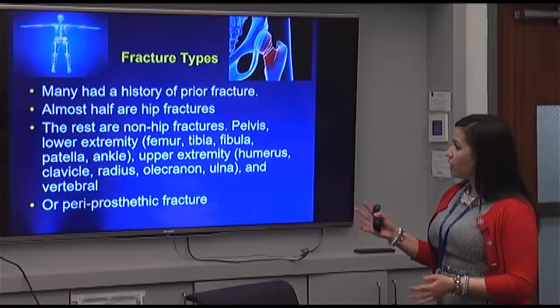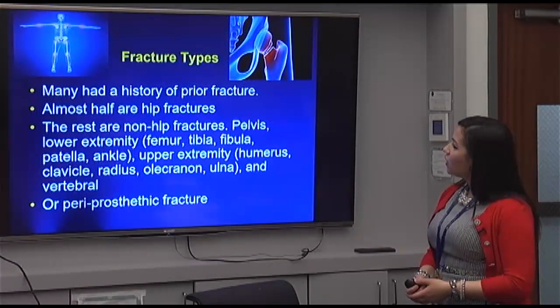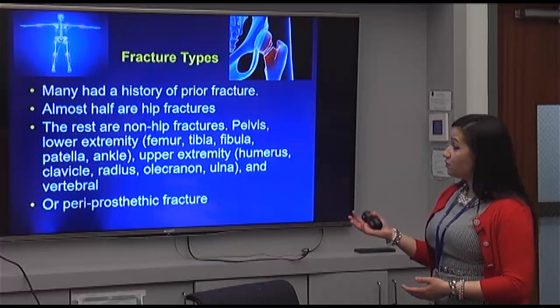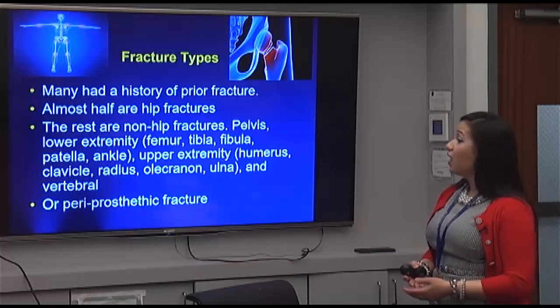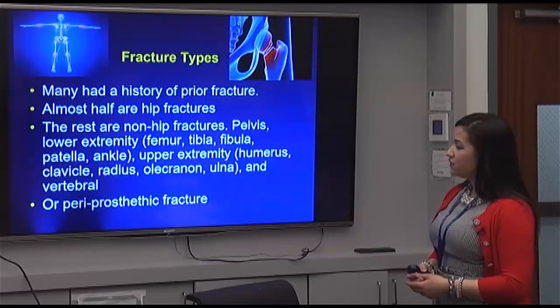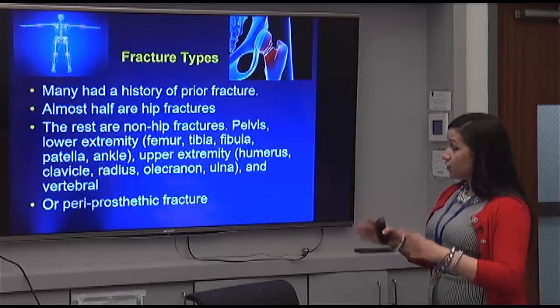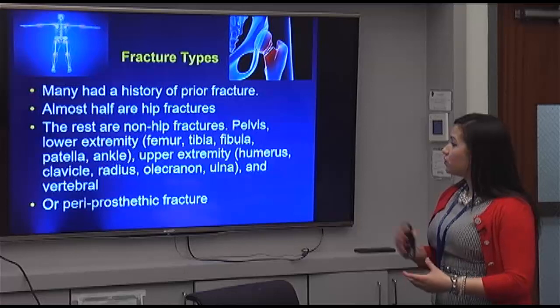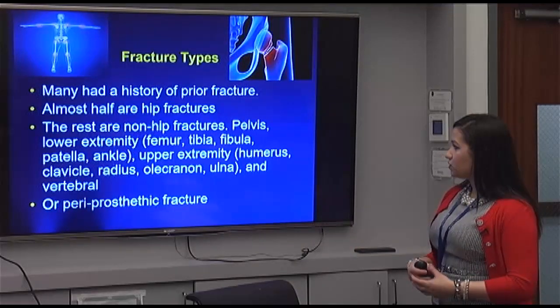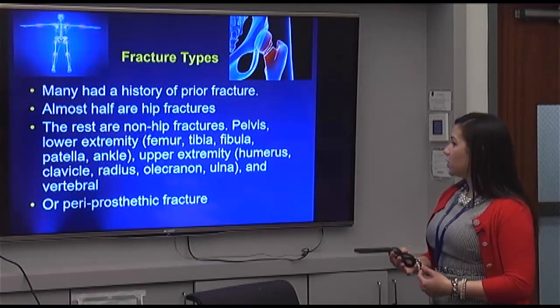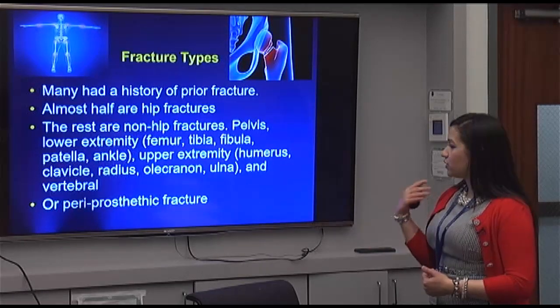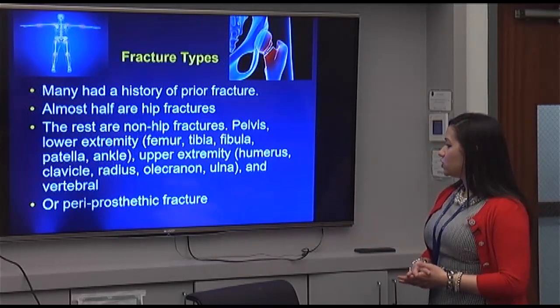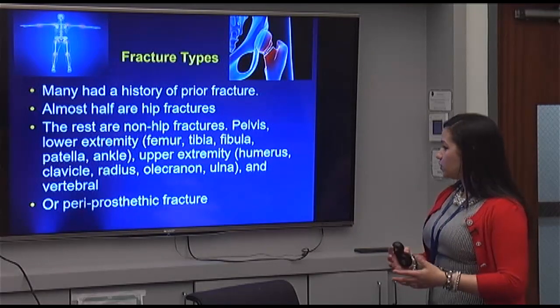So in terms of fracture types, most of our patients had a history of a prior fracture. I want to say about 50% are actually hip fractures of all the total fractures. And then the rest are the non-hip fractures. So pelvis, femur, patella, ankle, upper extremity, humerus, clavicle, distal radius, elbow, vertebral.